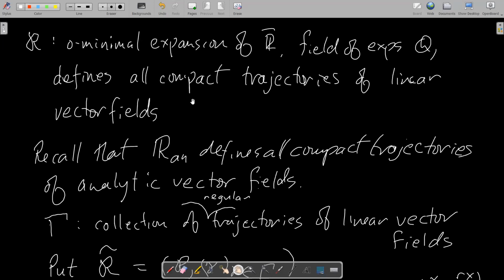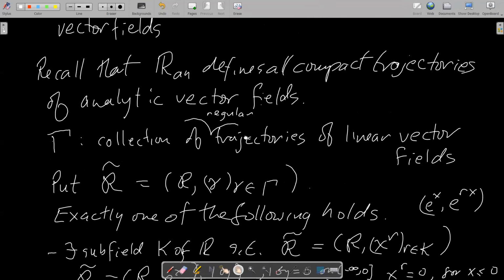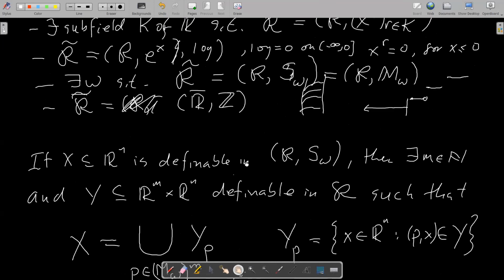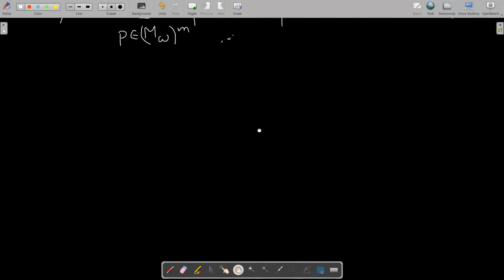What's interesting for me is that in fact the smallest such thing is well describable, and in fact has popped up in the literature before. So I'm very happy when these kinds of things happen. So let me say a little bit about this. So what is the smallest such R?